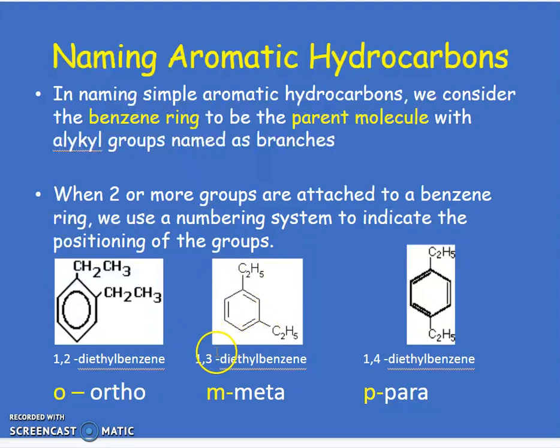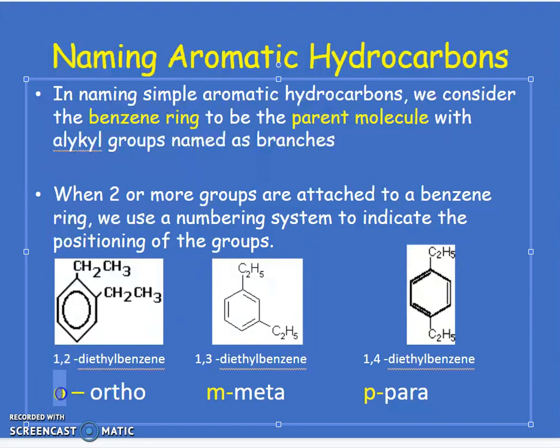Here we have 1, 2, 3. So this is 1,3-diethylbenzene, and this is 1,2,3,4-diethylbenzene.